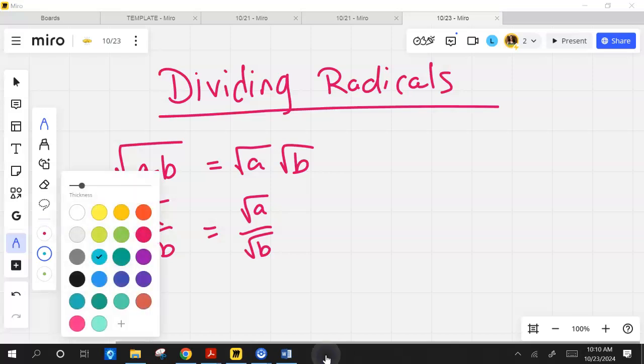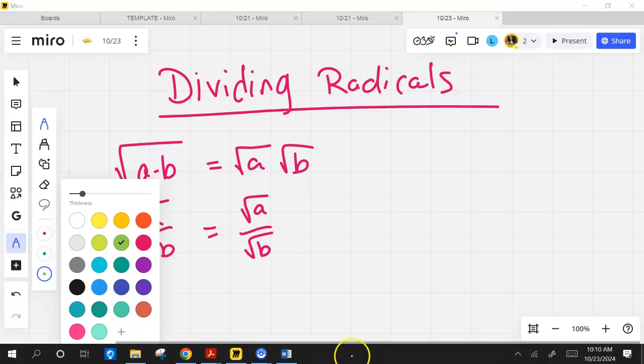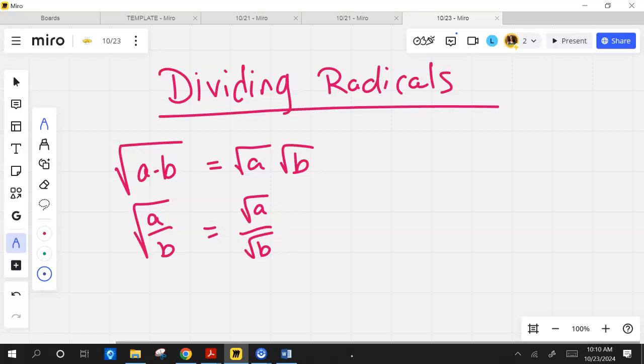I need some different colors if I'm going to write on. I cannot leave a radical in the bottom.